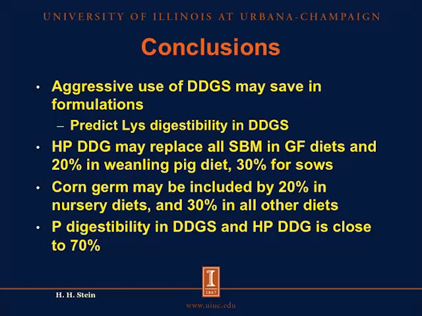We've seen that HPDDG may replace all the soybean meal in growing finishing diets and be included by at least 20% in weaning pig diets and 30% in diets fed to sows. Corn germ may also be included by about 20% in nursery diets and 30% in all other diets. And we've seen that the phosphorus digestibility in DDGS and HPDDG is close to 70%, whereas it is less in corn germ and in corn.